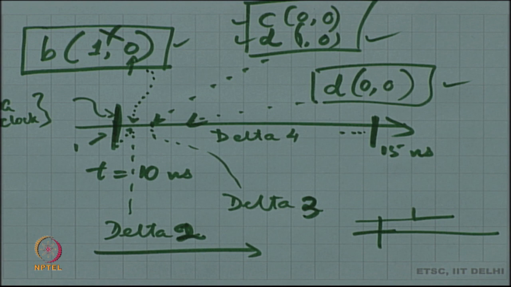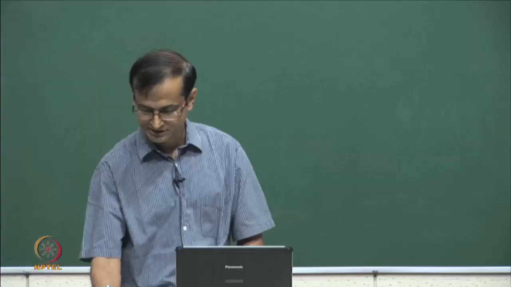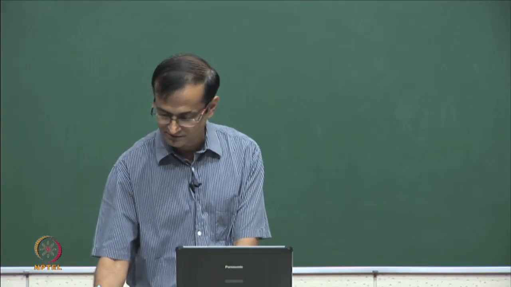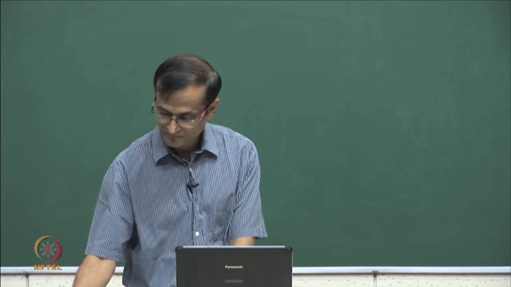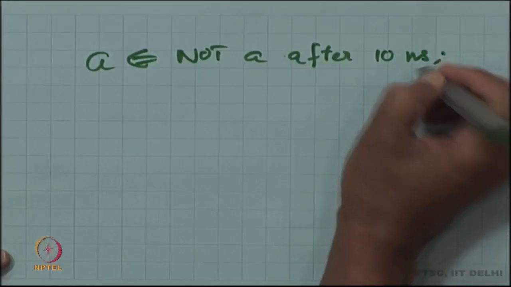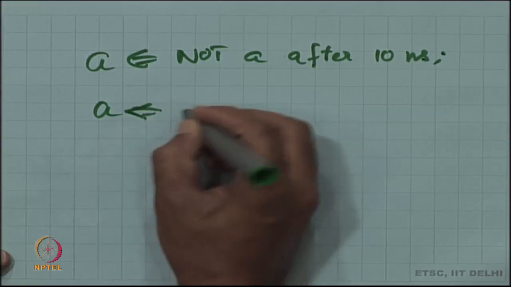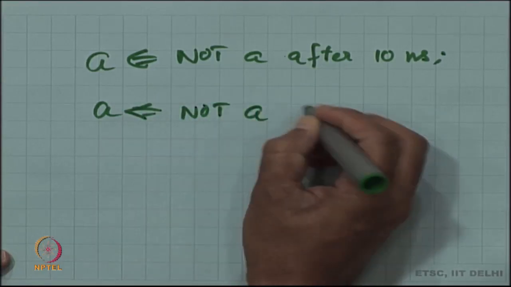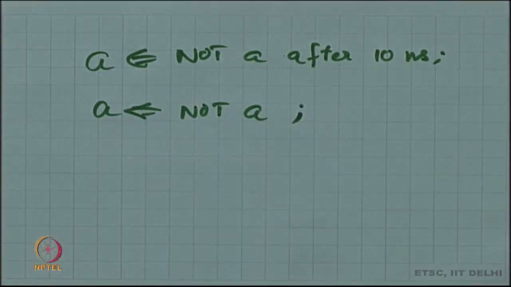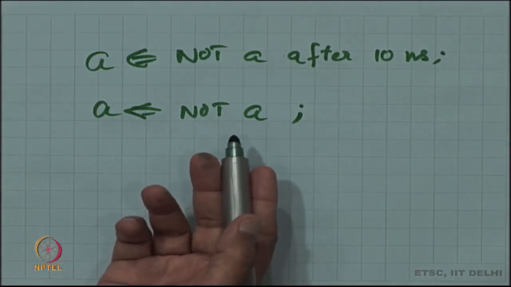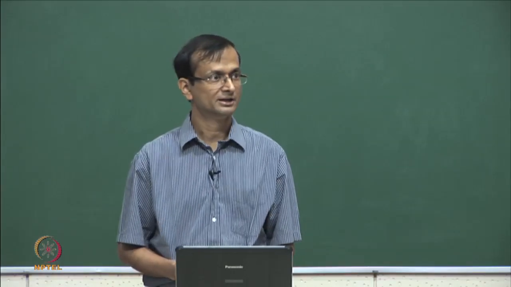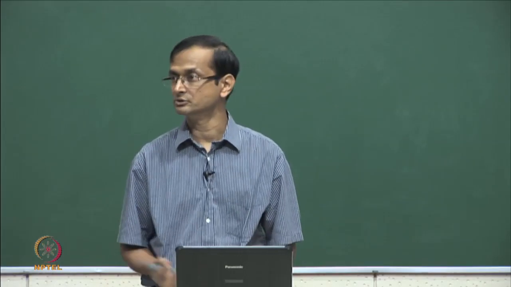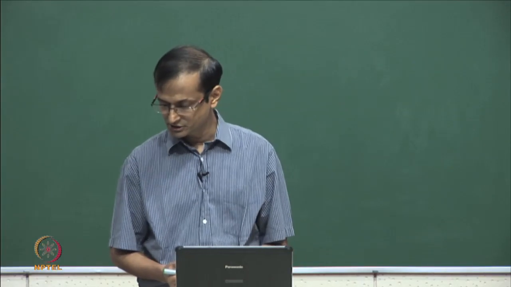We said that the standard mechanism for creating a clock was A takes the value of not A after 10 nanosecond. What if you had written A takes the value of not A? Is this correct language? Syntactically, is it correct VHDL? It is correct, there is nothing that is preventing us from writing like this, so the compiler would go through.